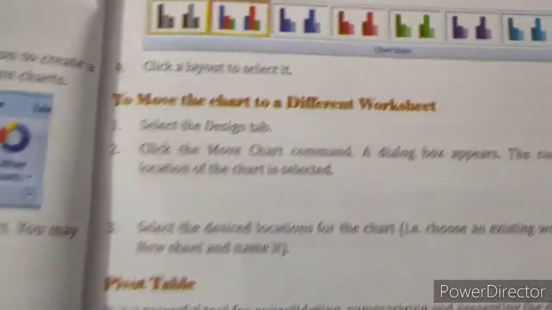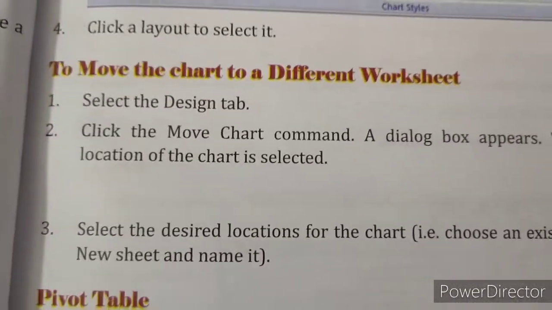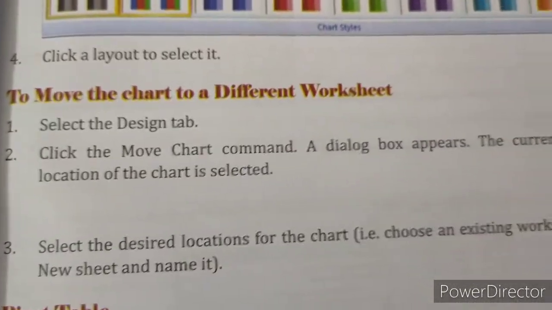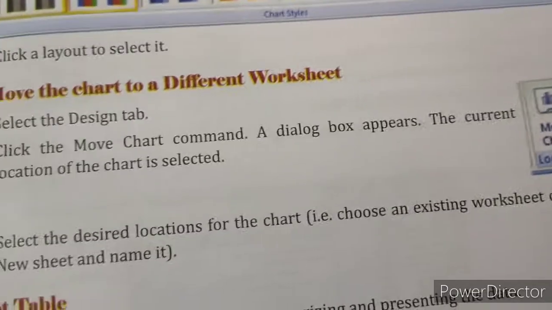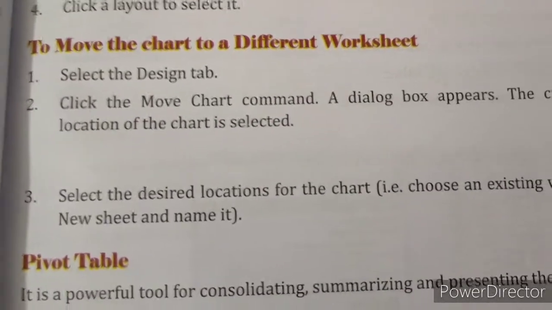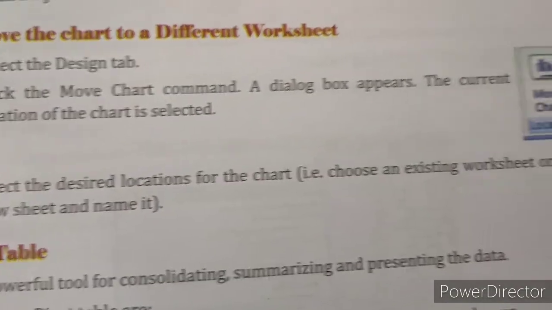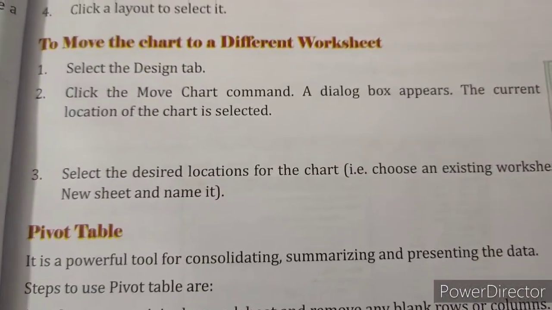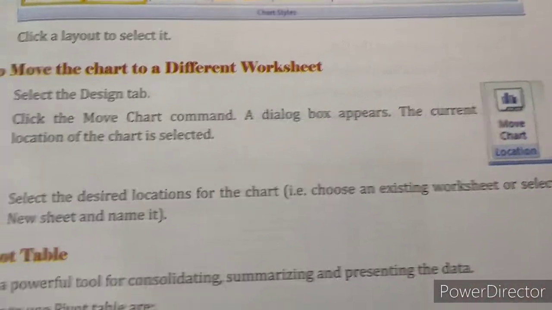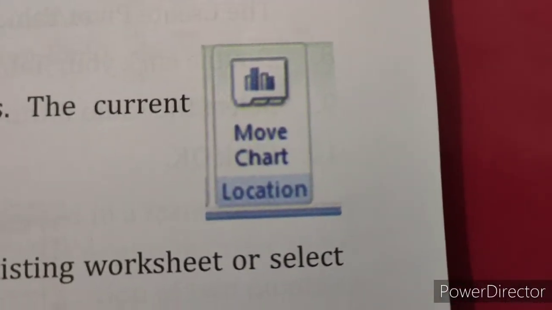Now to move the chart to a different worksheet, you have to select the design tab and click the move chart command. A dialog box appears. The current location of the chart is selected. Select the desired location of the chart, and your chart will move to that place. This is the move chart option.